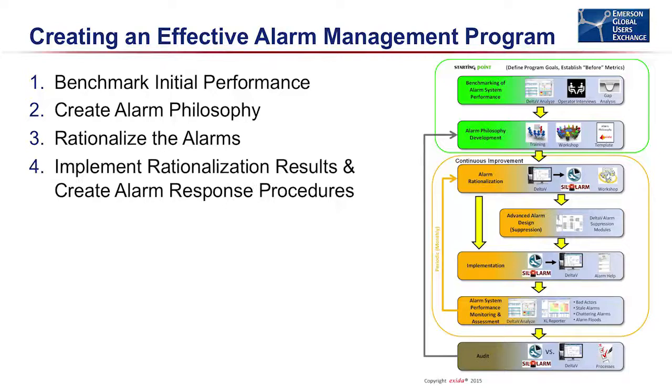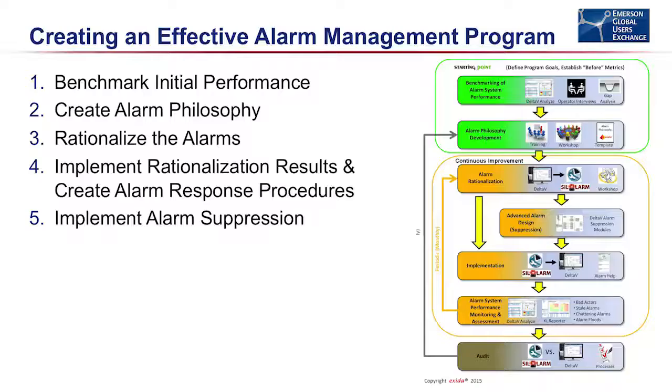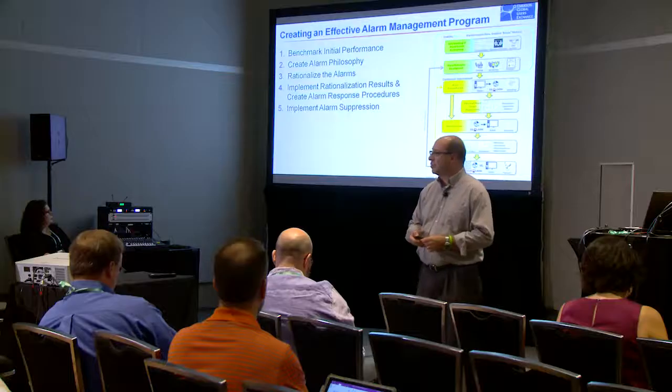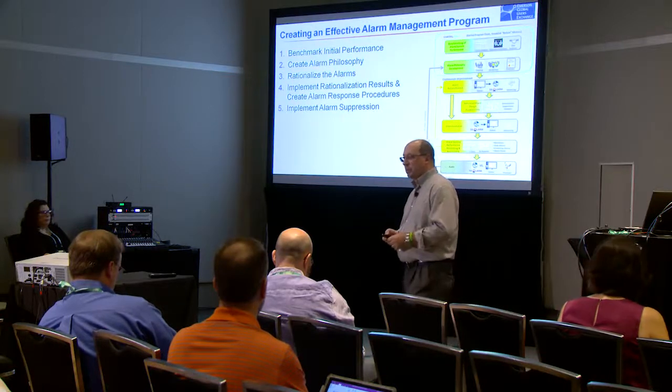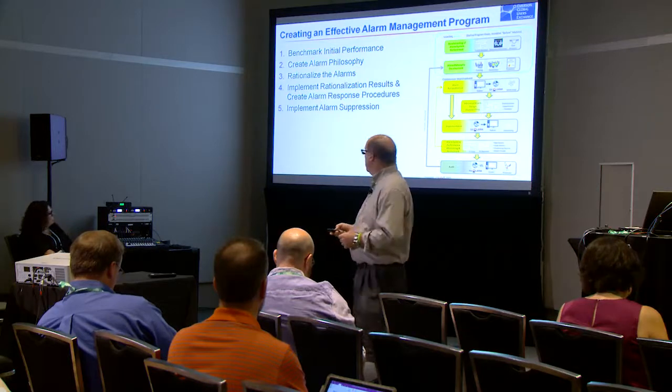Fourth step would be to take the rationalization results and implement that in Delta V, and also create alarm response procedures as part of that. We'll talk more about what that means as well. And then you may need to also at some times create some alarm suppression to perhaps suppress alarms in cases where they're not relevant, when equipment is out of service, or if you get an alarm flood after a big piece of equipment trips.